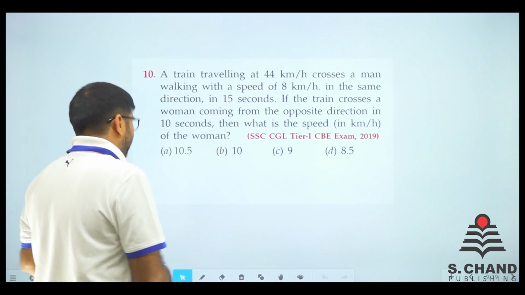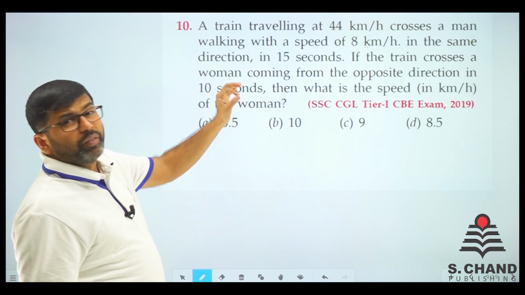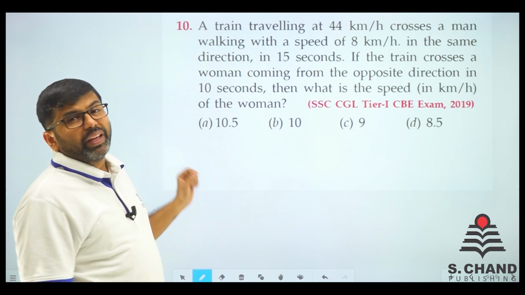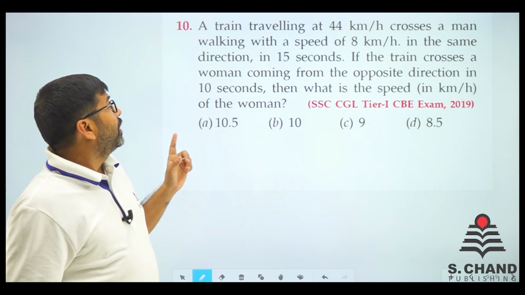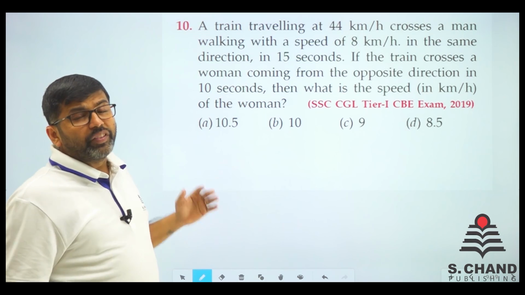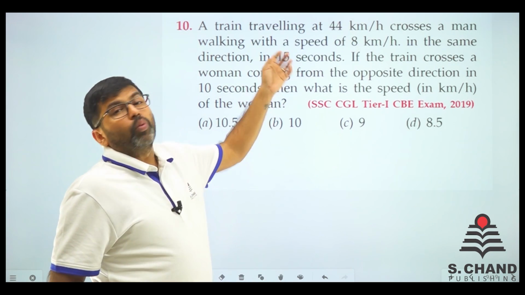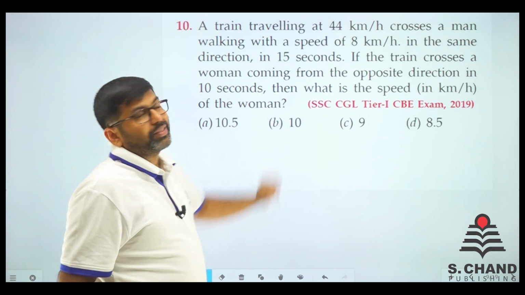Question number 10 we have. The train is coming with 44 km per hour and the person is walking with 8 km per hour in the same direction. If they are in the same direction, you know it very well that we need to subtract, 44 minus 8.